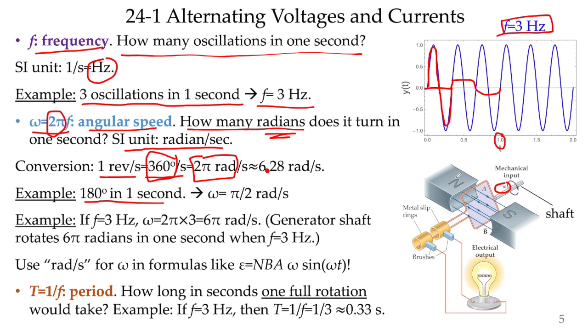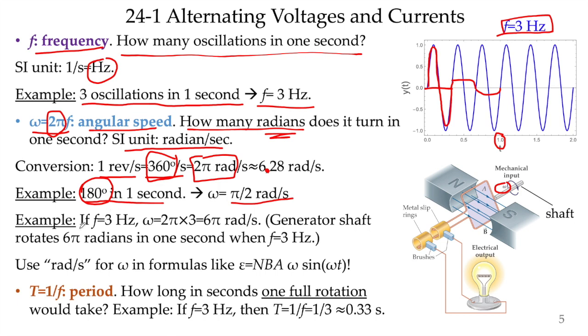Okay, now what is the angular frequency? Well, in 1 second, if it rotates 180, that means pi over 2. Remember, it's in units of radians, so I have to convert it to radians. So this is basically pi over 2, right? So it's pi over 2 radians per second. This is the angular speed.